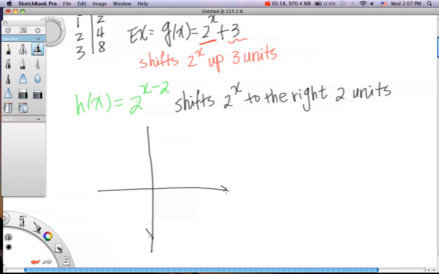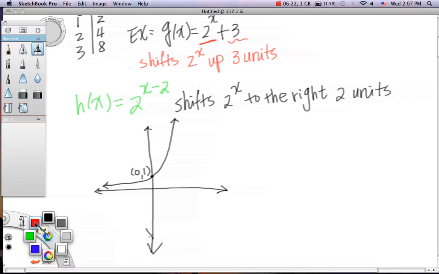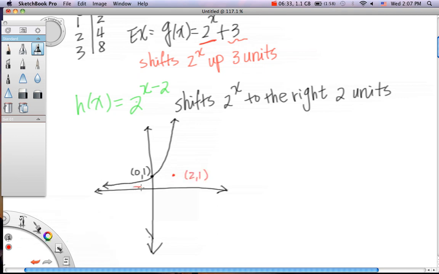This is your x-axis, this is your y-axis. I'm going to first graph 2 to the x again, and remember, that goes through 0, 1. What 2 to the x minus 2 is going to do is shift to the right 2 units. So instead of 0, 1, now you're going to have 2, 1 right here, and everything else remained the same. Does this make sense at all?